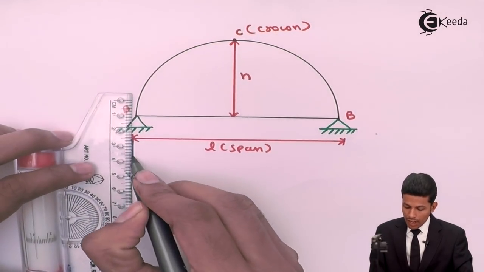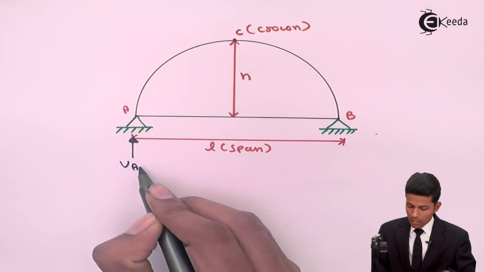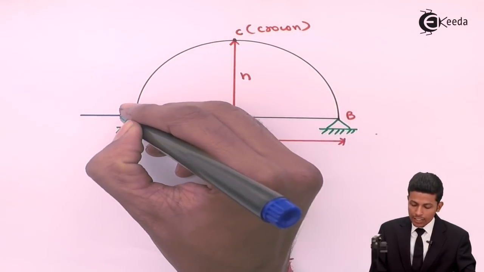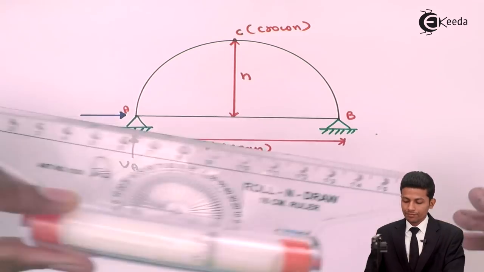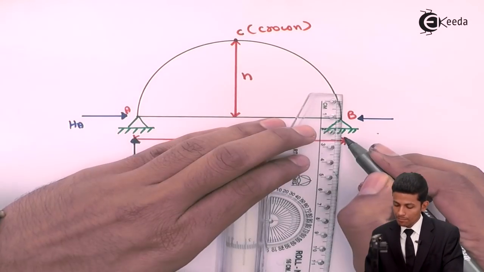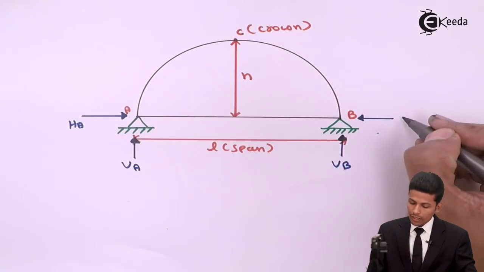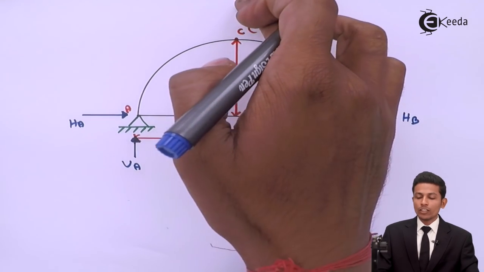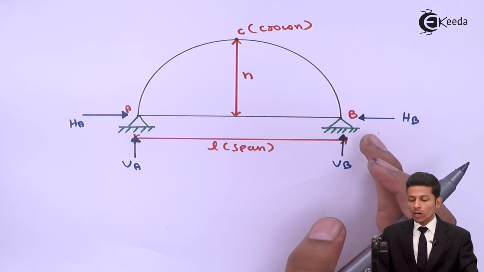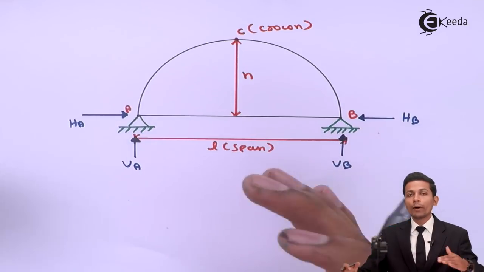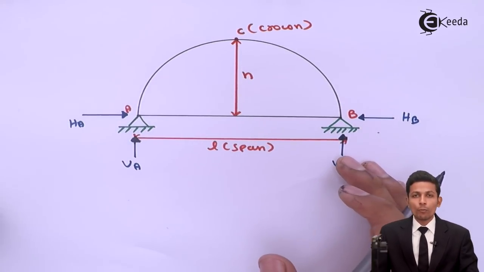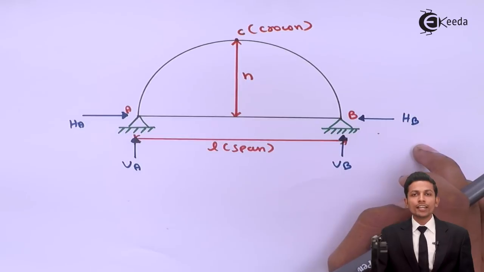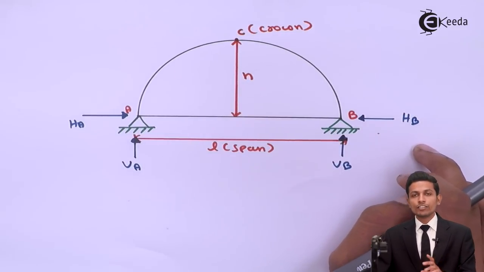Now see, first we have here VA and H is always inwards. As you all know, in arches H is always inward. Then VB, then HB. Why is H always inwards? Because if it is an arch and you are applying the load from upward, the arch at point A and joint B will open. So to resist this, so that the arch does not open, we use the resistance forces HA and HB. So remember carefully, in arches we always assume H is inward.